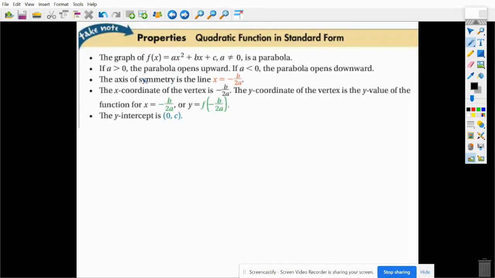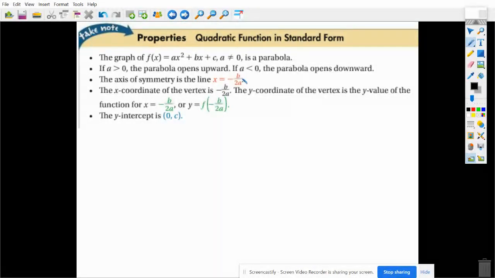So again, we're looking at a, whether the parabola opens up. If a is positive, it opens up. If a is negative, it opens down. Things that we've talked about since 2.7, families of functions. The axis of symmetry is x equals negative b over 2a. Well, that's how you find the x value of the vertex. So that's what the axis of symmetry is, okay?